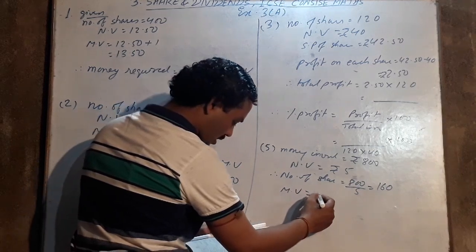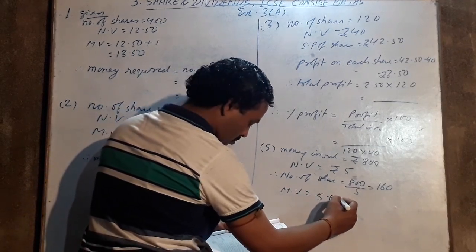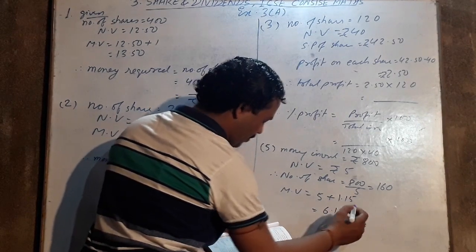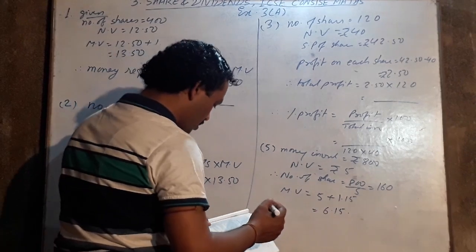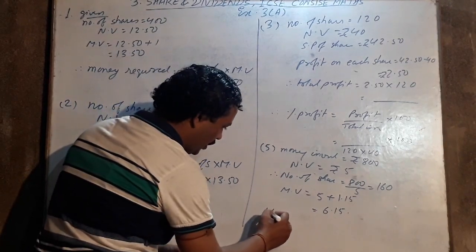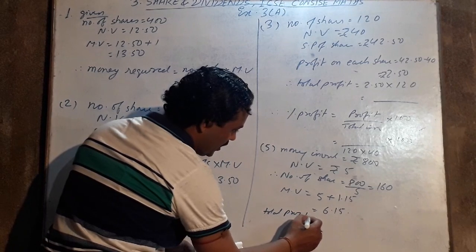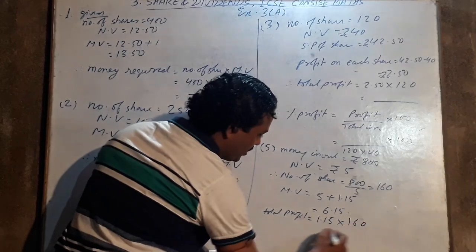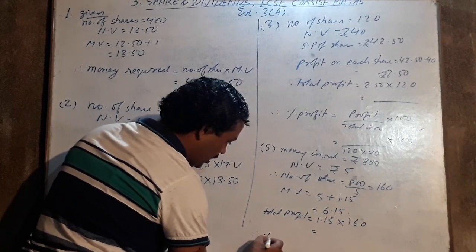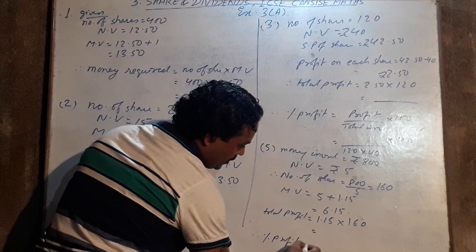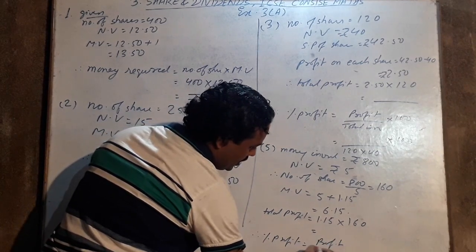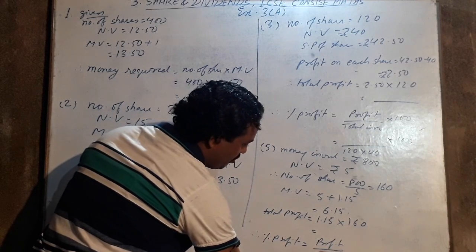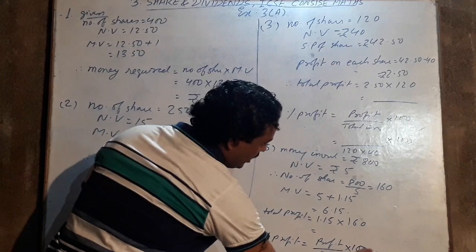Market value is nominal value plus the premium, that is 6.15. Total profit we will find. Total profit is equal to profit on one share into number of shares. Therefore, percentage profit you will find by profit. Percentage profit is equal to total profit divided by investment into 100.